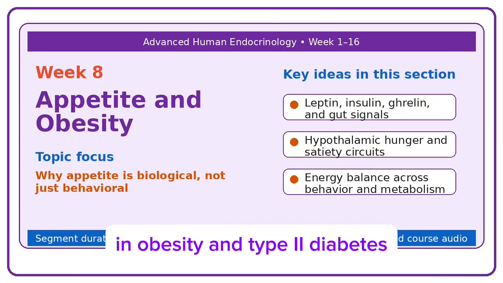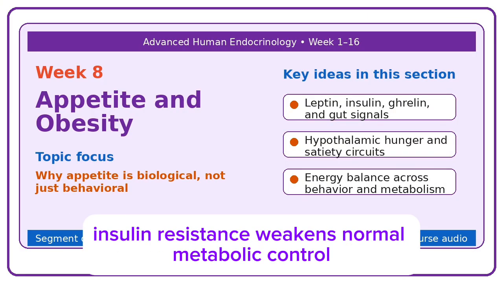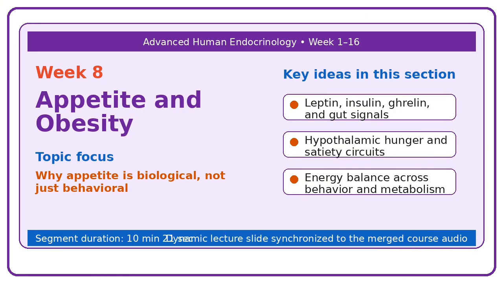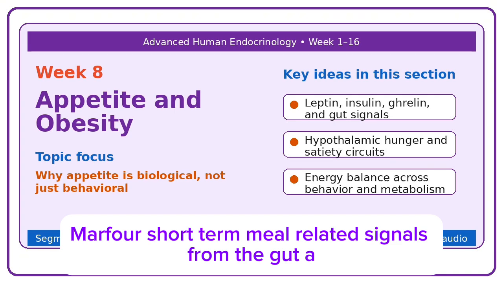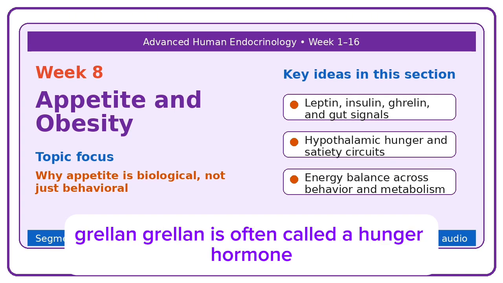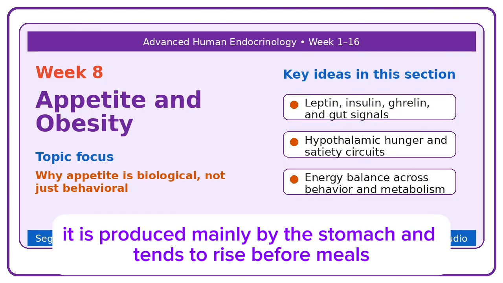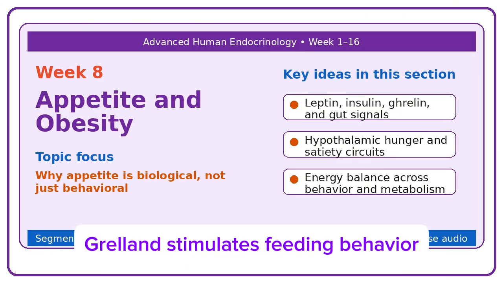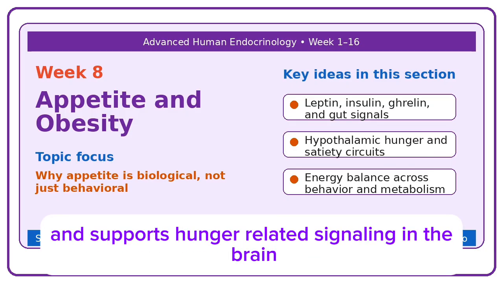In obesity and type 2 diabetes, insulin resistance weakens normal metabolic control. 4. Short-term meal-related signals from the gut. A. Ghrelin. Ghrelin is often called a hunger hormone. It is produced mainly by the stomach and tends to rise before meals. Ghrelin stimulates feeding behavior and supports hunger-related signaling in the brain.